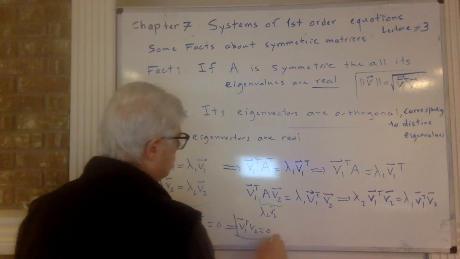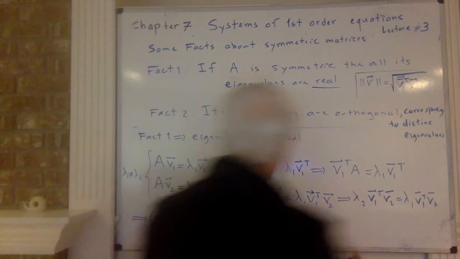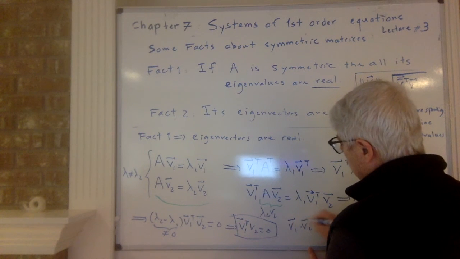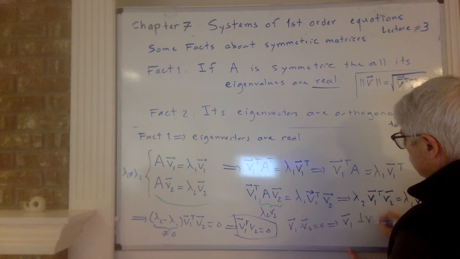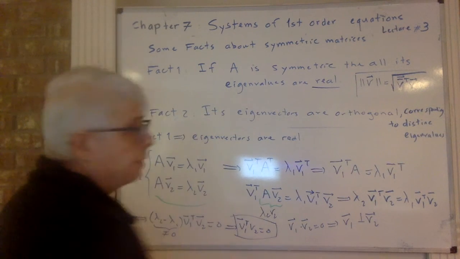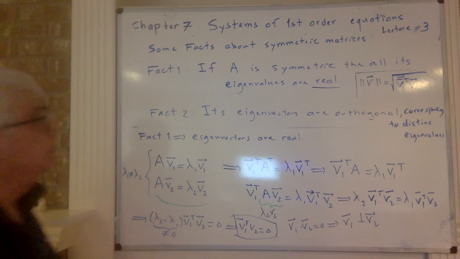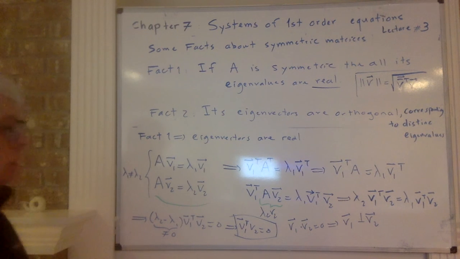And remember, this is what? This is the dot product, the dot product in Rn. So V1 dot V2 is 0, which means that V1 is orthogonal to V2. And remember, these are all real, so there is no complex. In fact, the first fact just throws away complex numbers, and you can just stay in Rn if that is an n-dimensional matrix. So that's it. That's an amazing fact, because I will show you why this is interesting.